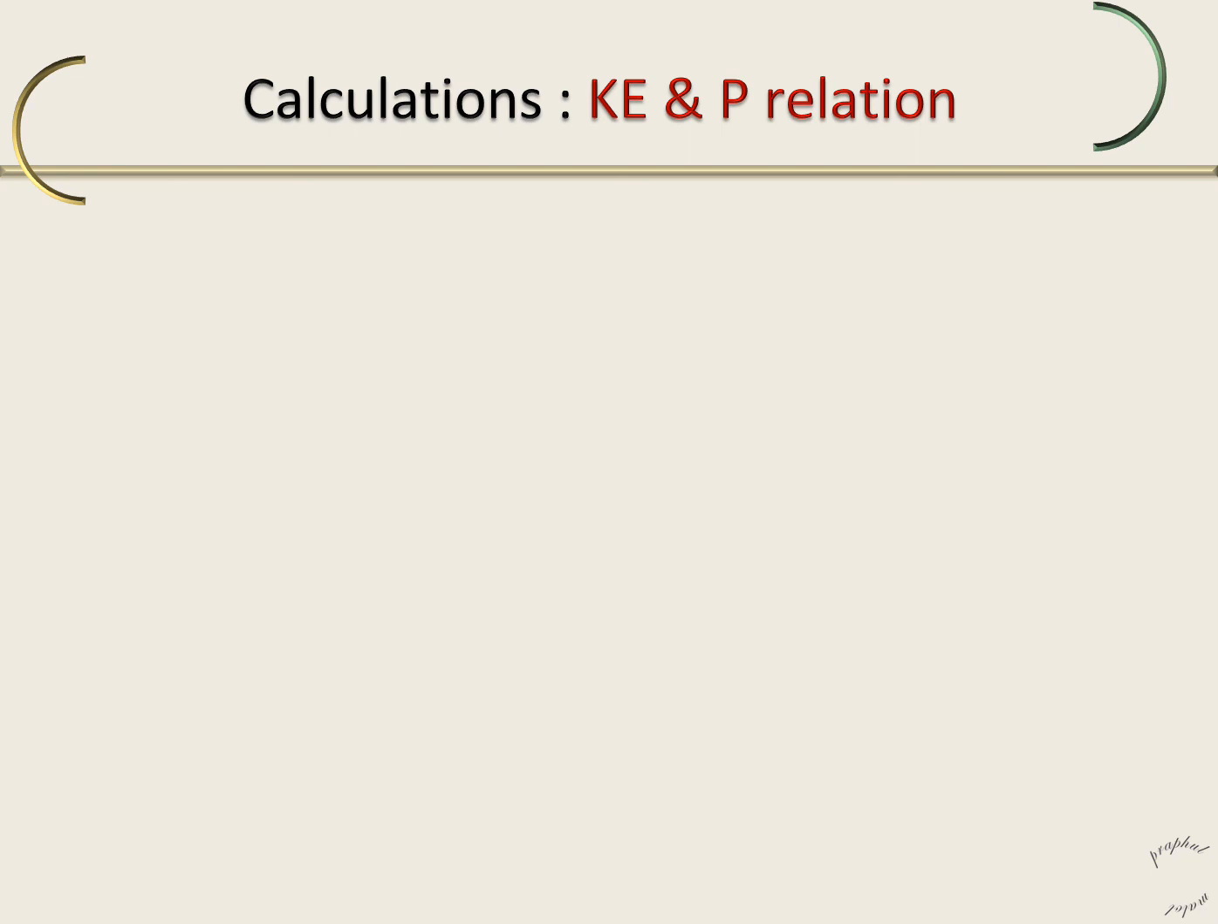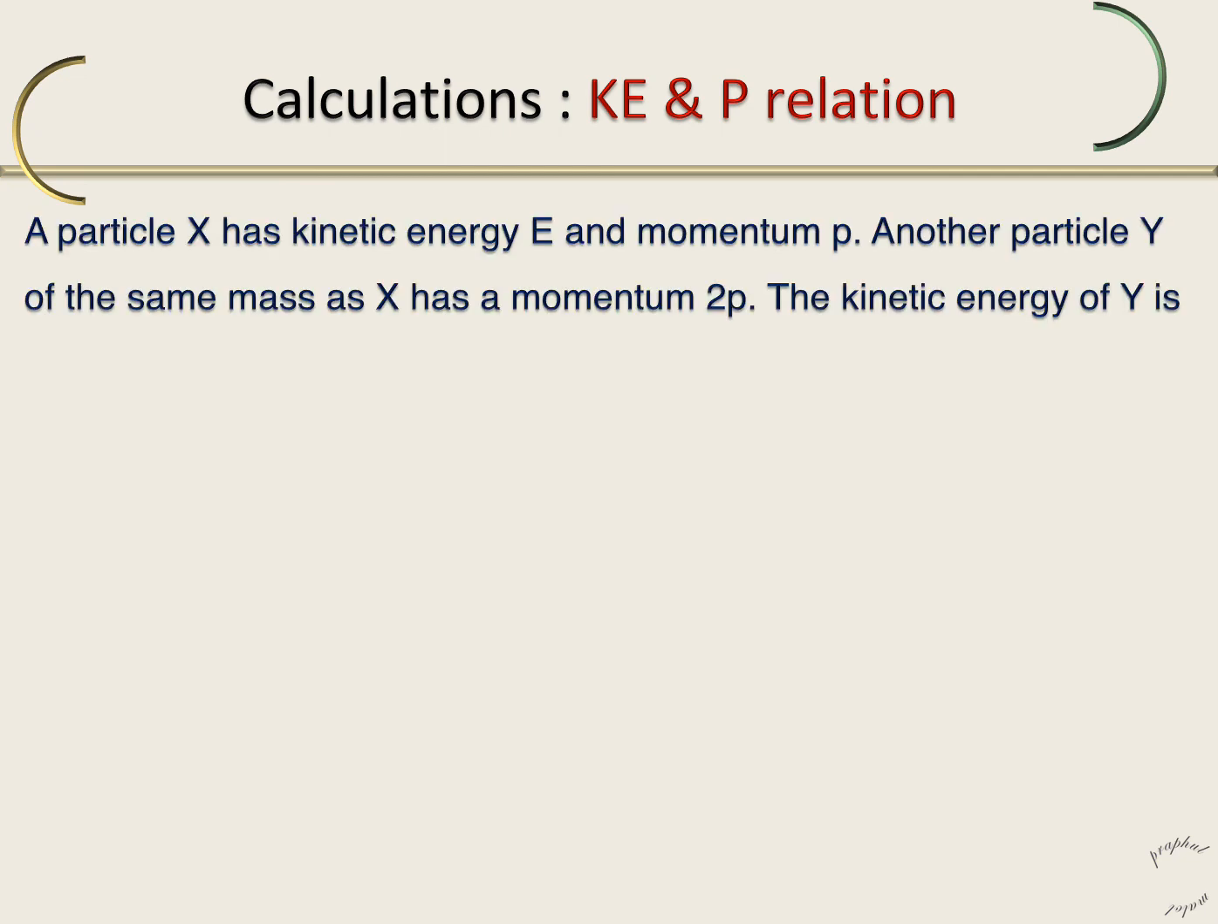Now we are going to see some calculations based on the equation just now we have seen, the relation between kinetic energy and momentum. That's kinetic energy is equal to p square by 2m. So the question says, if the momentum of a body is doubled, what will happen to the kinetic energy? Mass remains the same, so you are just making the momentum double and you are asked to find out what will happen to energy. This is the equation connecting kinetic energy and momentum.